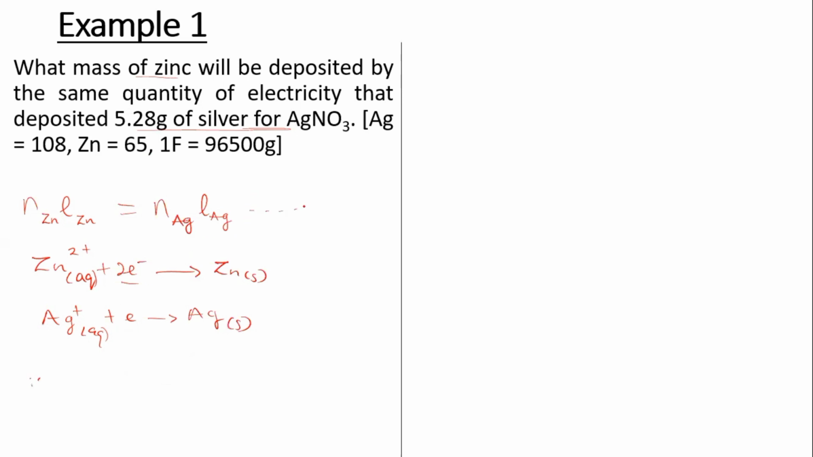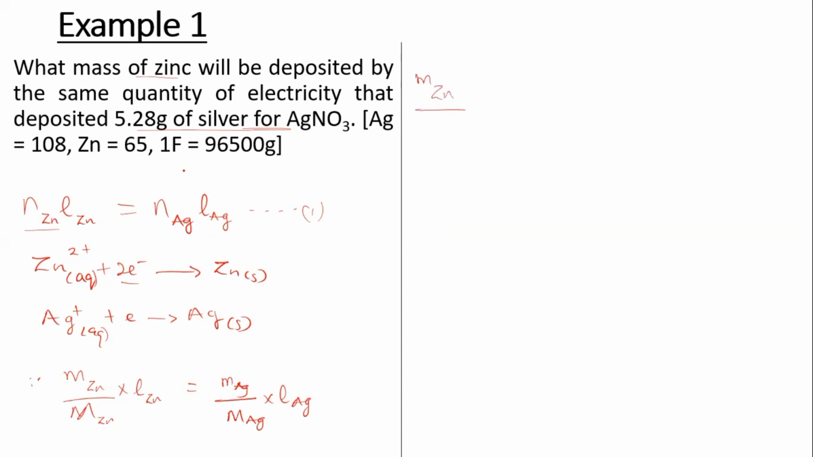this equation 1 can be written as, since this one is mole, the mass of zinc over the atomic mass of zinc multiplied by E of zinc equals the mass of silver over the atomic mass of silver, multiplied by the electron passed in the silver electrolytic cell. So, of course, you find out that the mass of zinc is the unknown.